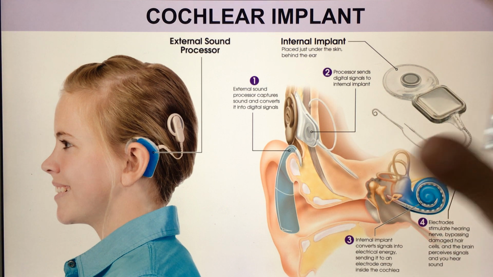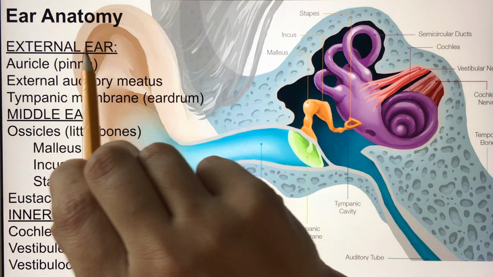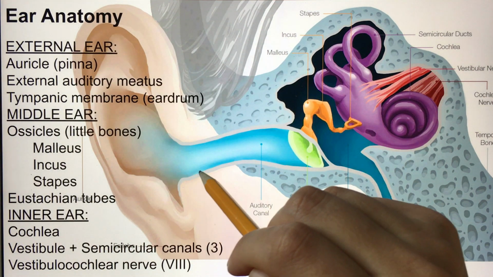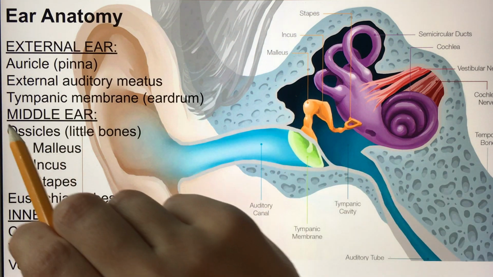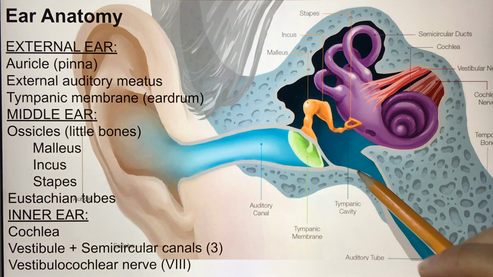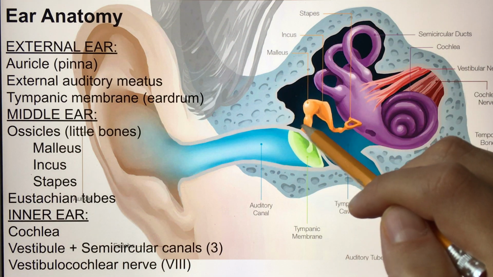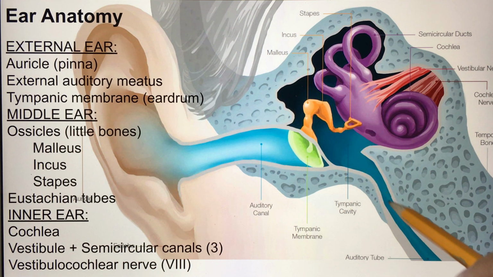So let's see if we missed anything. The structures of the ear are divided into 3 sections. External ear, which is going to be the pinna, the external auditory meatus, and the tympanic membrane. Behind the tympanic membrane, we're going to have the middle ear, this cavity highlighted in blue. It contains the ossicles, the malleus, incus, and stapes, and the eustachian tube.